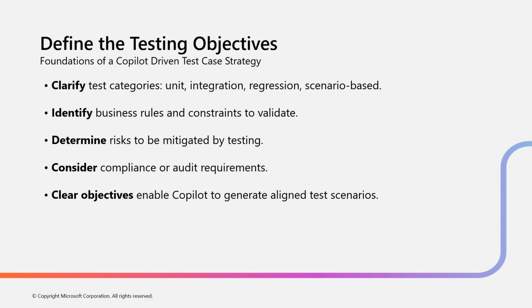Before you ask Copilot to generate a single test case, get crystal clear on your objectives. Clarify what test categories matter: unit tests, integration tests, regression tests, scenario-based tests. Identify the business rules and constraints that must be validated. Then determine the risks that testing needs to mitigate, and consider any compliance or audit requirements that apply.